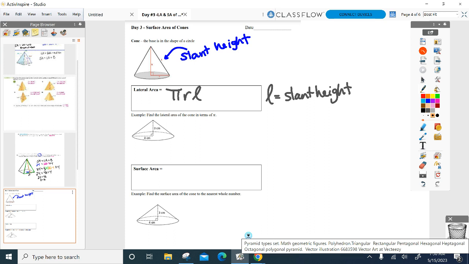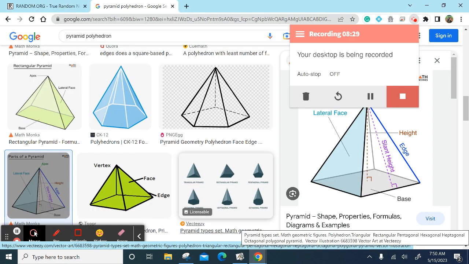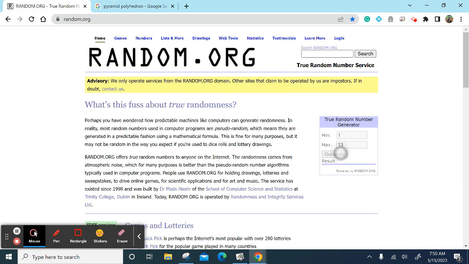All right, real quick, right underneath, you guys have an example. Find the lateral area of this cone in terms of pi. So the formula I just gave you, pi r L. Let's start hearing from some people. 7.